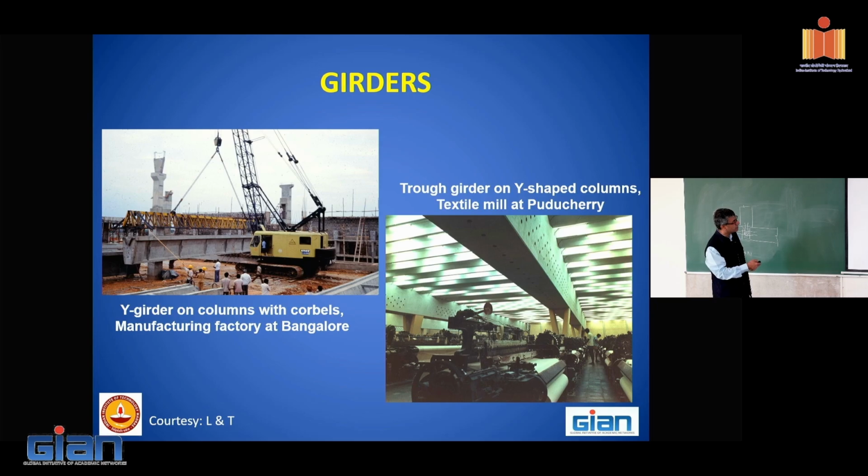This is a trough girder. That means this is for the gutter space, you keep it slightly inclined and that's the way you can have the roof drainage. Now this is a very special type of construction.